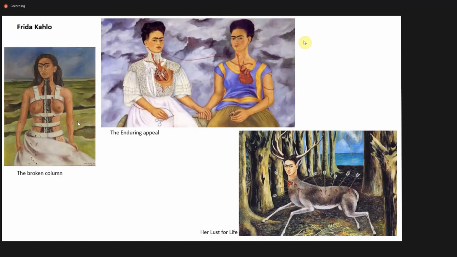The Broken Column, it's not transforming the form, but you have something real and something not. Do you get the idea of surrealism by looking at those two artists? This is a different type of surrealism.